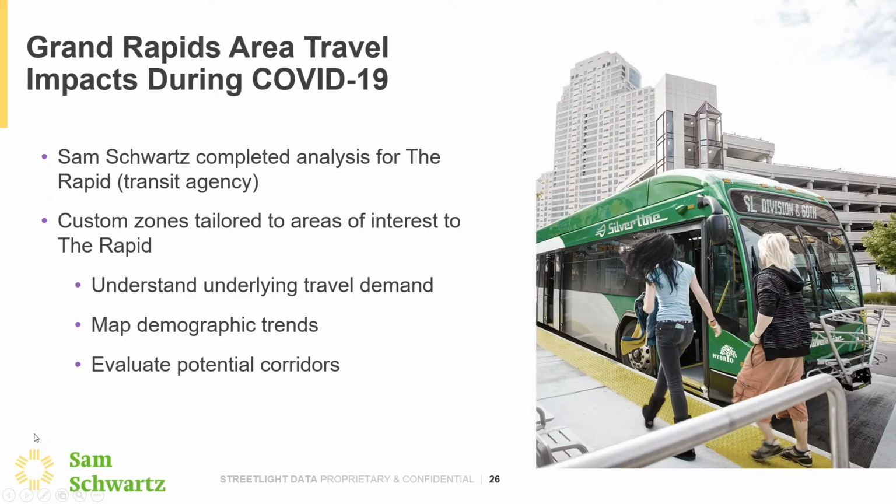And so the first section is the before times. So this is a summary of the general scope of what we were using StreetLight Data for in this situation. We were really trying to understand the travel patterns in the Grand Rapids area using StreetLight Data. We wanted to understand, are there areas of demand that the agency wasn't already serving? We wanted to understand what the demographics of the travel patterns in the area look like and how that could affect transit demand. And we also used the StreetLight Data to evaluate potential corridors for different types of service.